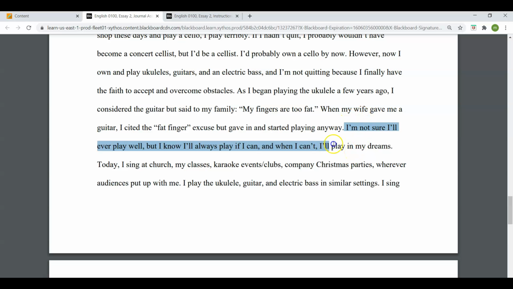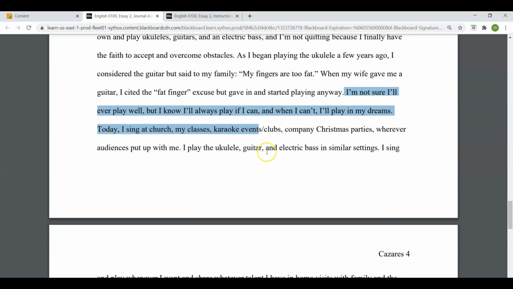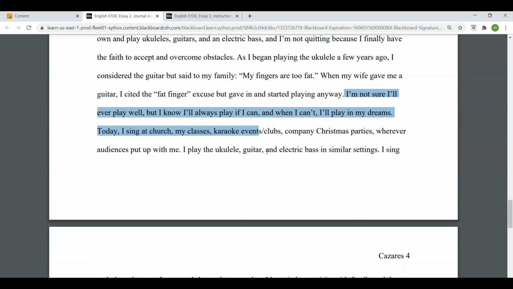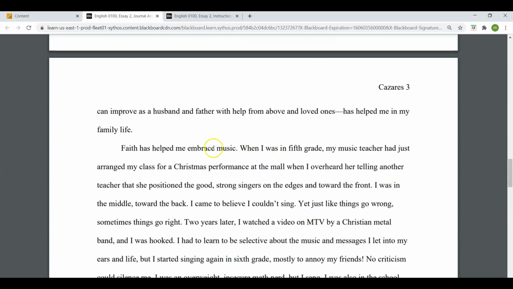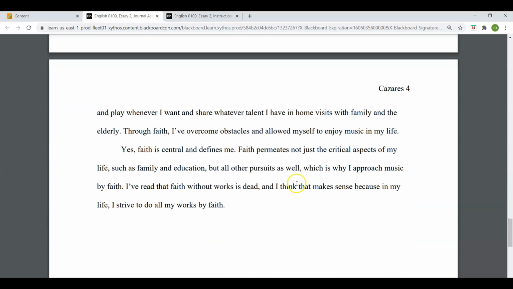Now, again, here's the point. The point is that I have the faith to sing, to sing and to play and do all kinds of stuff. And so all of it is laser focused on music, but all of that music is laser focused on faith, right? That's the key. Students, you need to achieve that in your essays.